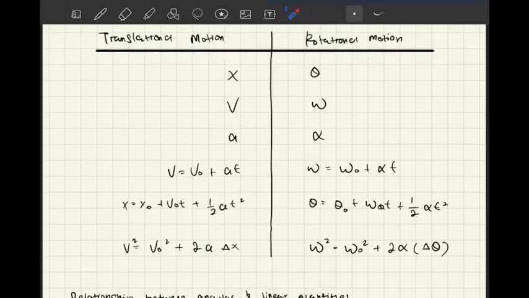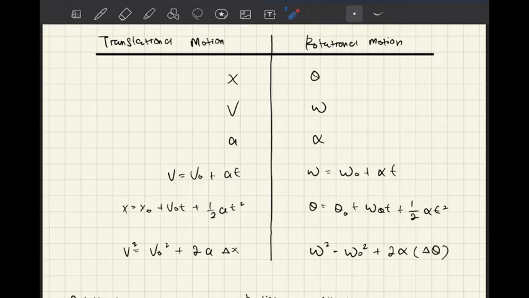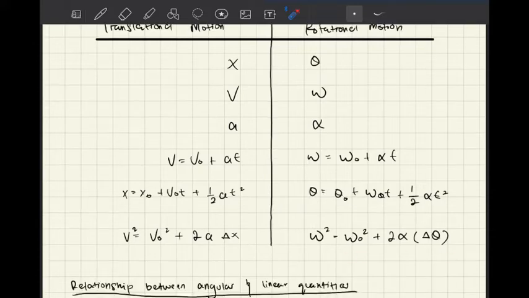Moving on. This is what I meant by the comparison between translational motion and rotational motion. X, you guys know, is the travel distance, and theta is the angle. V is the velocity, and omega will be angular velocity. A will be acceleration, and alpha will be angular acceleration. So these parameters essentially just change to the rotational motion, and it will be basically the same as classical mechanics.